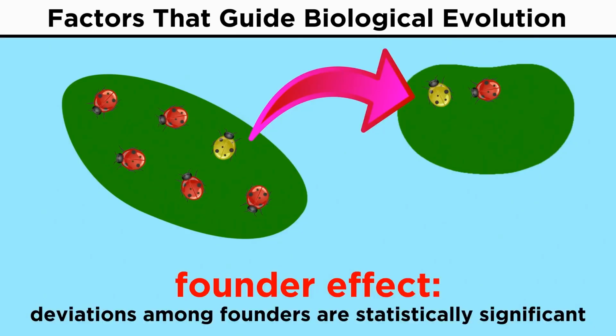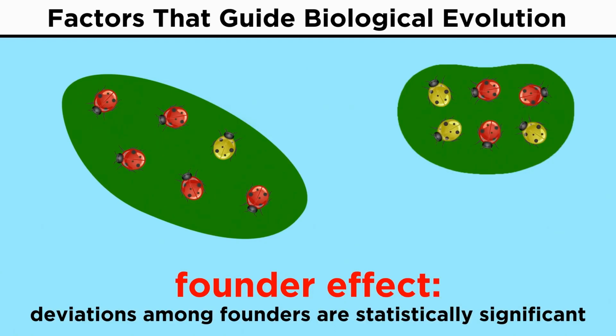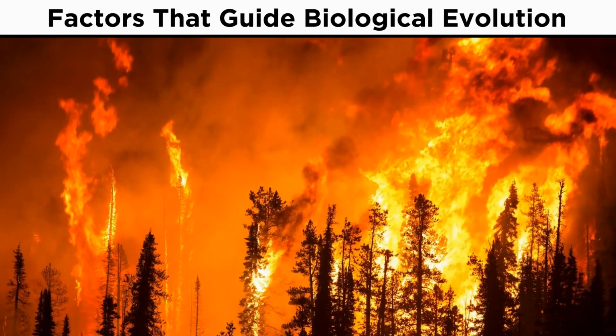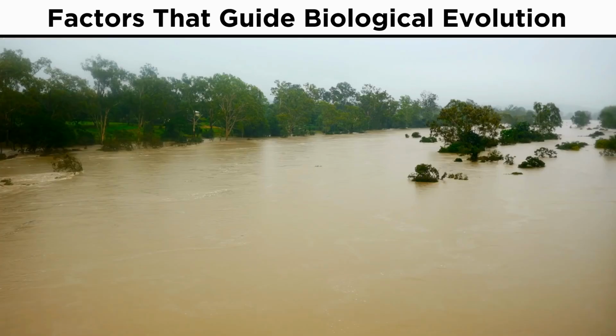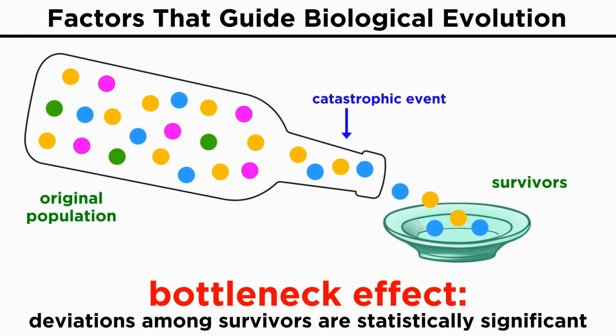This is magnified when a few organisms become isolated from a larger population, as any deviation in this smaller group will be more statistically significant than otherwise expected. This is called the founder effect. Similarly, a sudden change in the environment, like a fire or drought or flood, can produce a bottleneck effect, whereby the population is dramatically reduced.